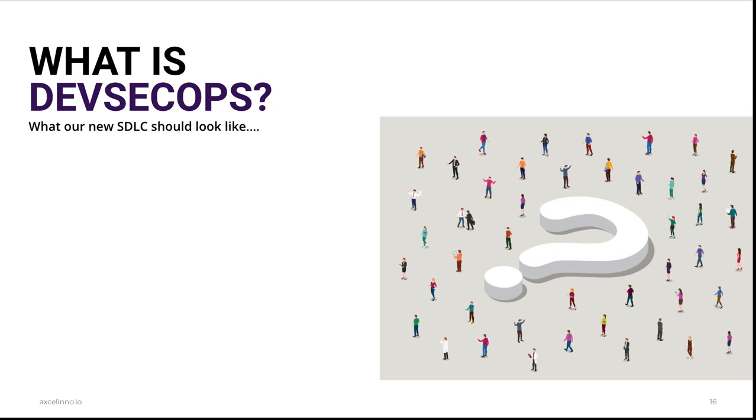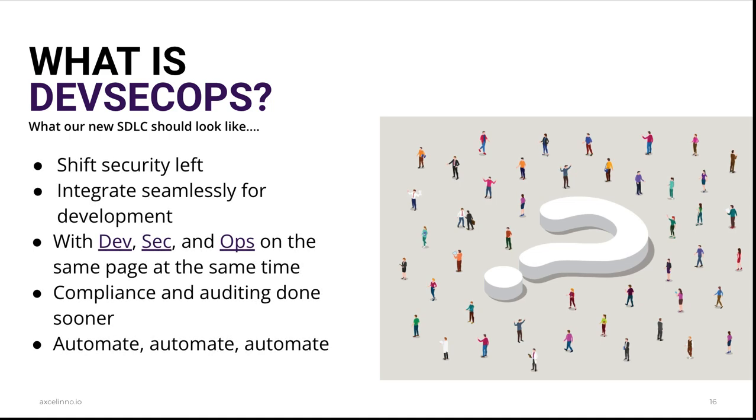Now, to start to really wrap up, what should our new SDLC look like? In a nutshell, we want to shift security left. We want to integrate security seamlessly for development. Let developers know sooner about security issues. They can be looked at, they can be discussed, and then they can be resolved early on. Right? The longer we wait, the more expensive it gets. It slows things down, and it increases risk and exposure.